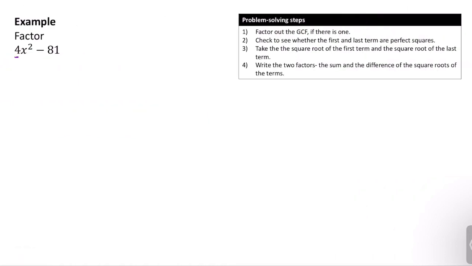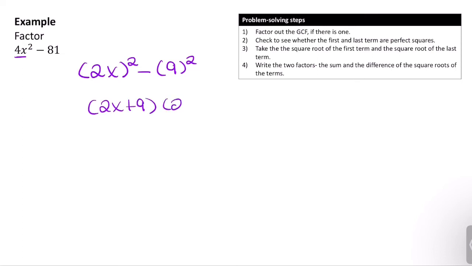So we have 4x squared, okay? Well, the square root of 4 is 2, and then x squared to the 1/2 power, well, 2 times 1/2 is 1, so that's just going to be x to the 1, right? So that's just going to be 2x, so 2x squared minus, and then the square root of 81 is 9, okay? So that's 9 squared. So we can write this using the difference of squares as 2x plus 9 times 2x minus 9.